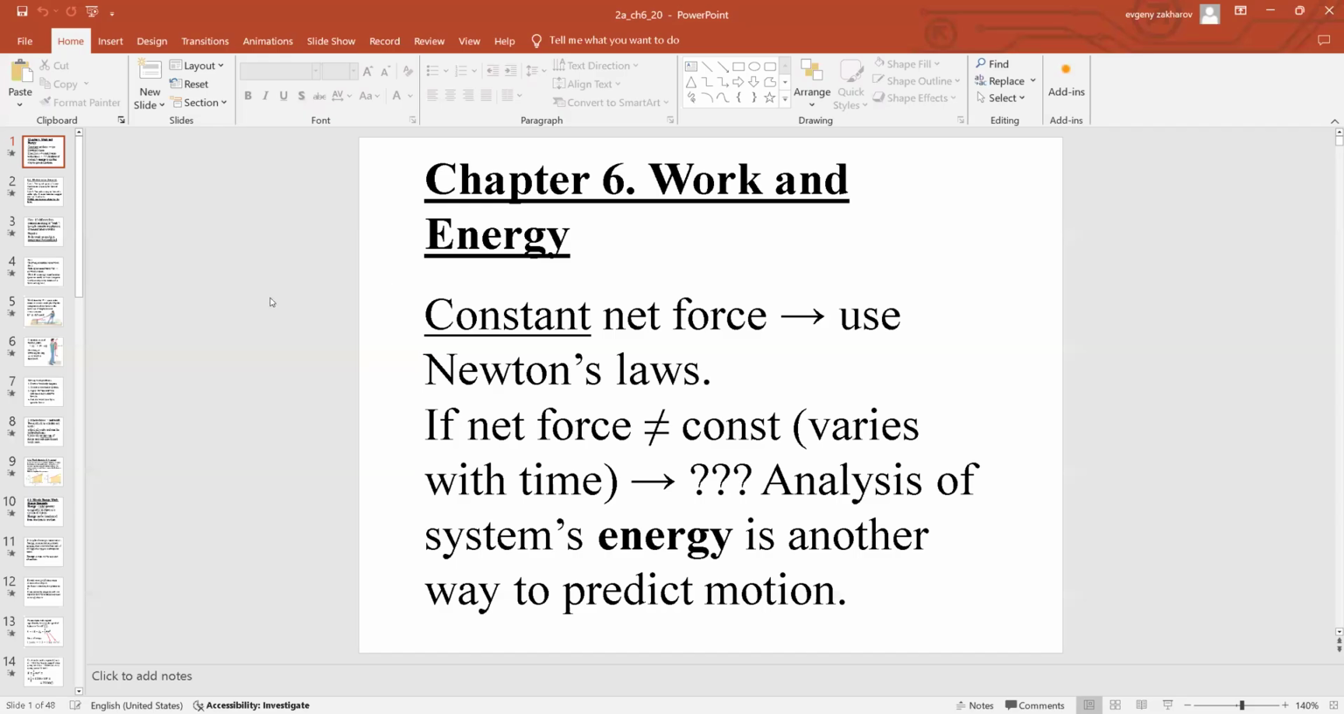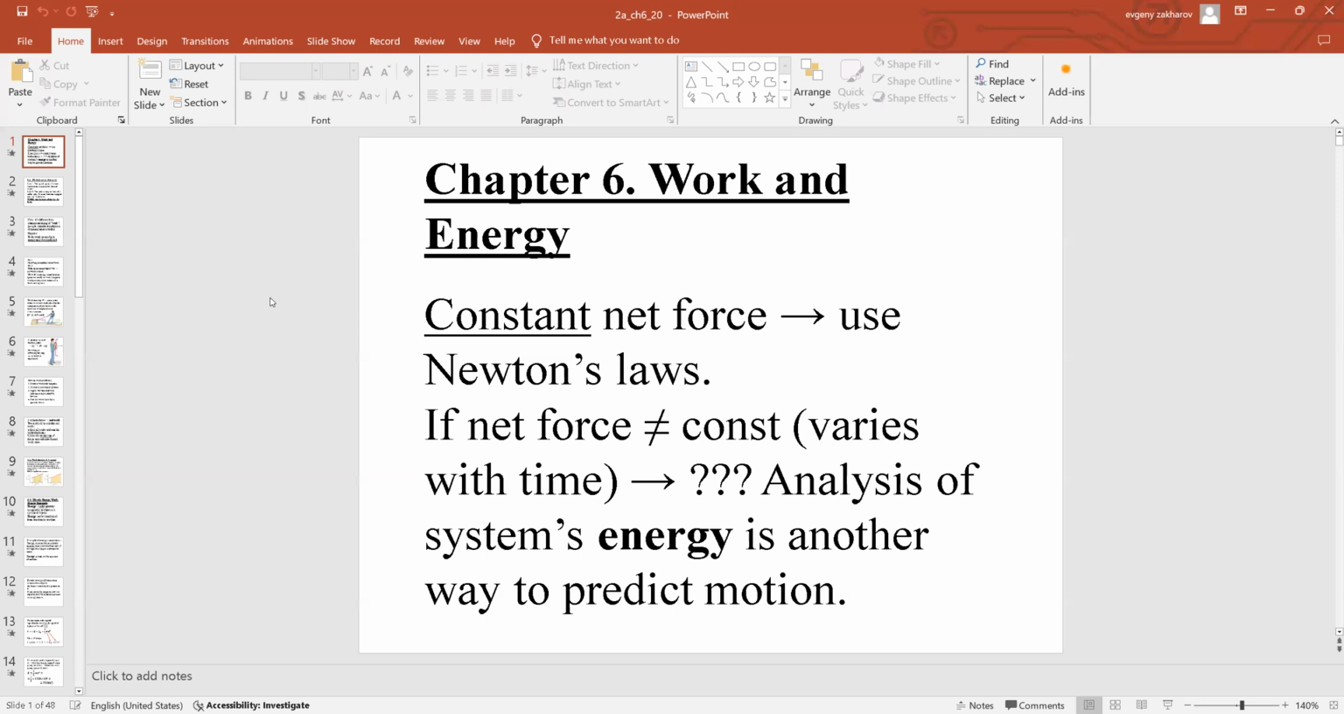Okay, chapter 6, new life, work and energy, a totally different approach for problem solving and analysis. And good news: if you can't solve problems with the kinematics and dynamics approach, then chapter 6 might give you a chance to actually solve problems in a totally different way.